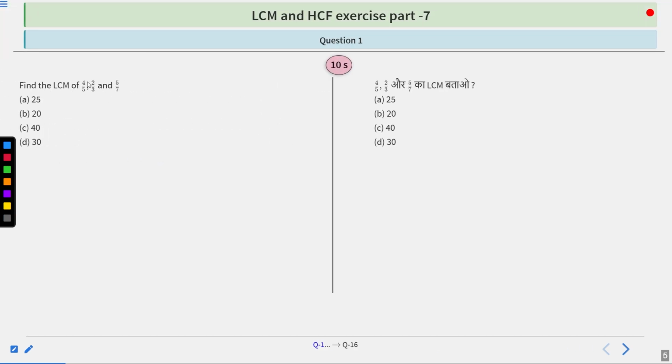Now find the LCM of 4 upon 5, 2 upon 3 and 5 upon 7. And options are 25, 20, 40 and 30. These are the options.